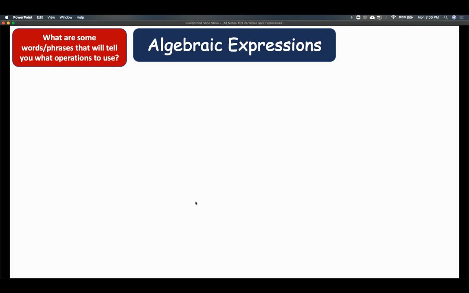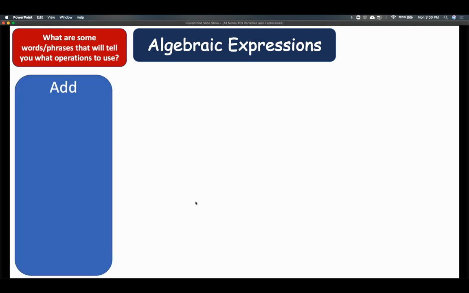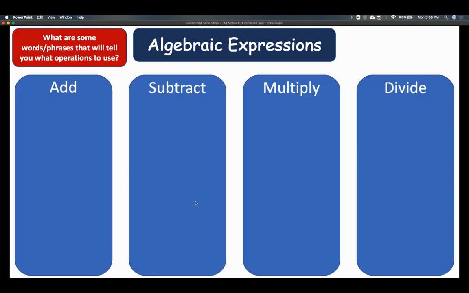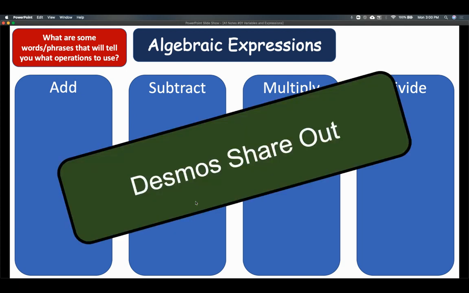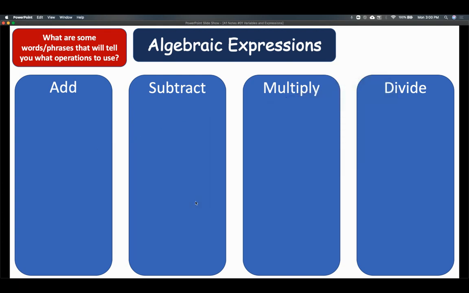All right, so next thing we did was we actually went into Desmos. I had everybody share out all the different ways they've learned adding, subtracting, multiplying, and dividing. Then we came together and shared it. But let's go ahead and skip over that and go into the main ways that you'd see it in my class.